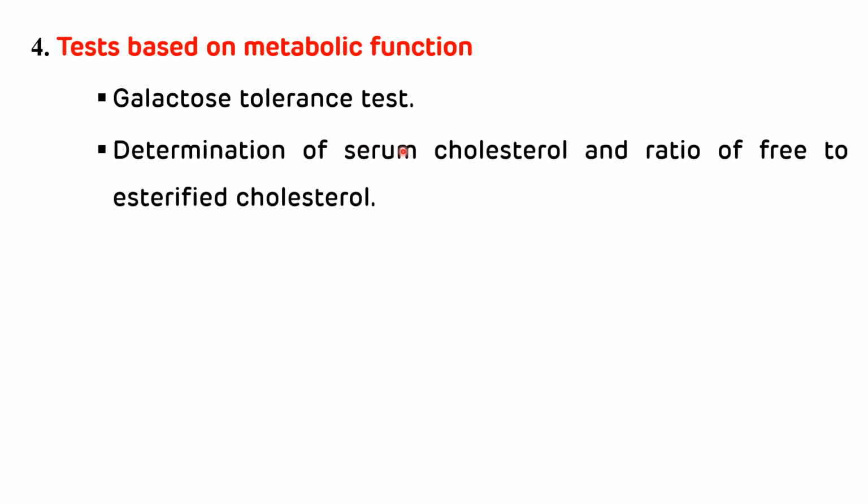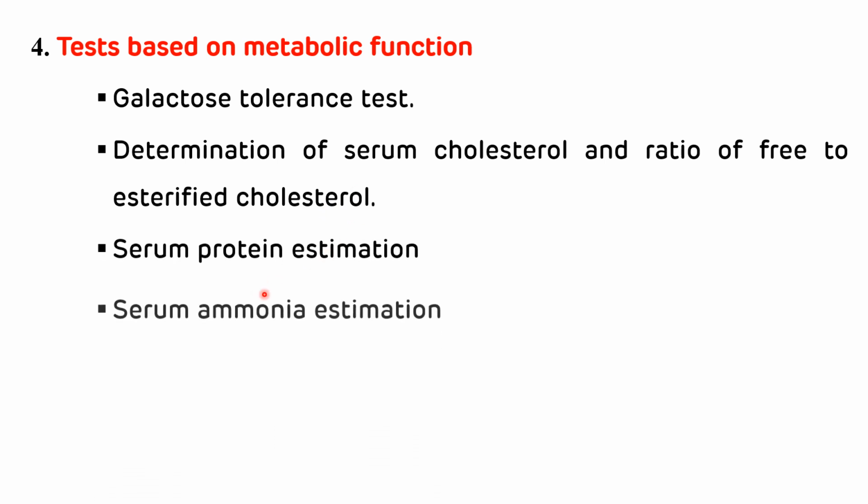Second one is determination of serum cholesterol and ratio of free to esterified cholesterol. Third one is estimation of serum protein. And the fourth one is serum ammonia estimation. So that is the fourth class or fourth category.